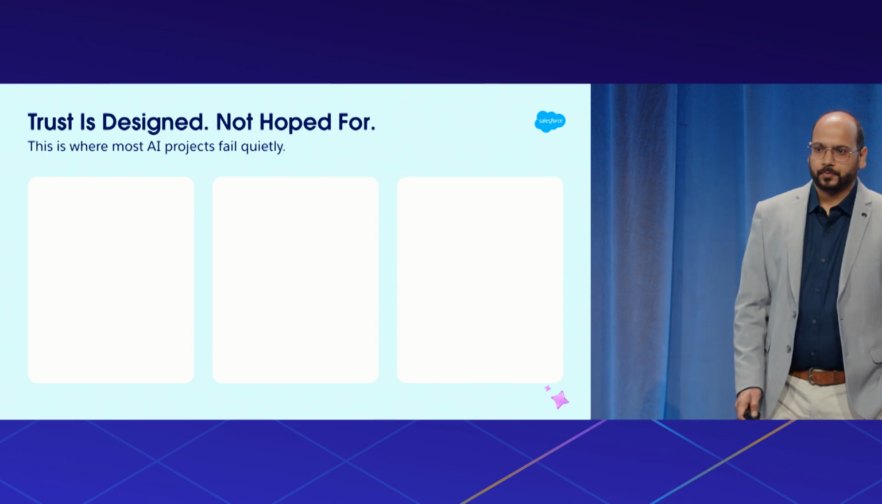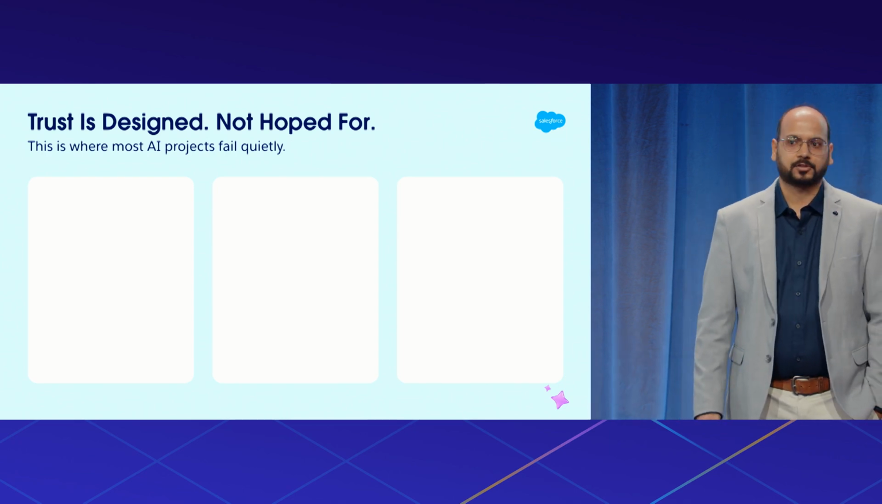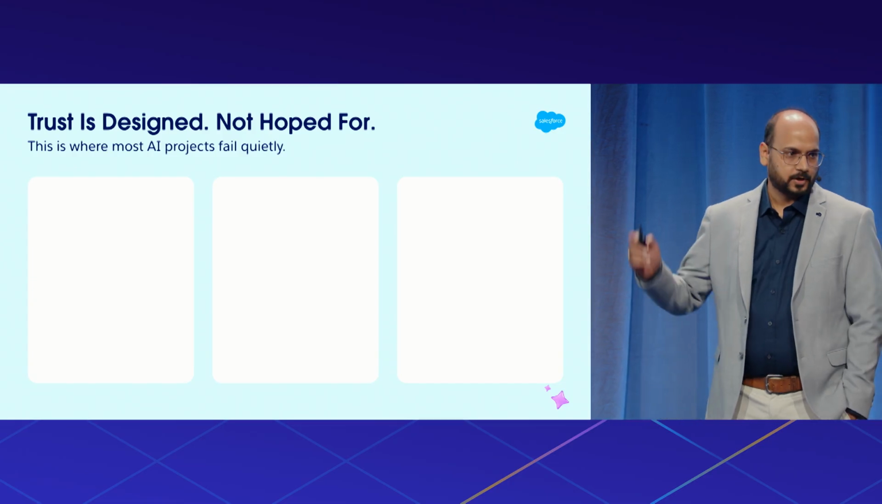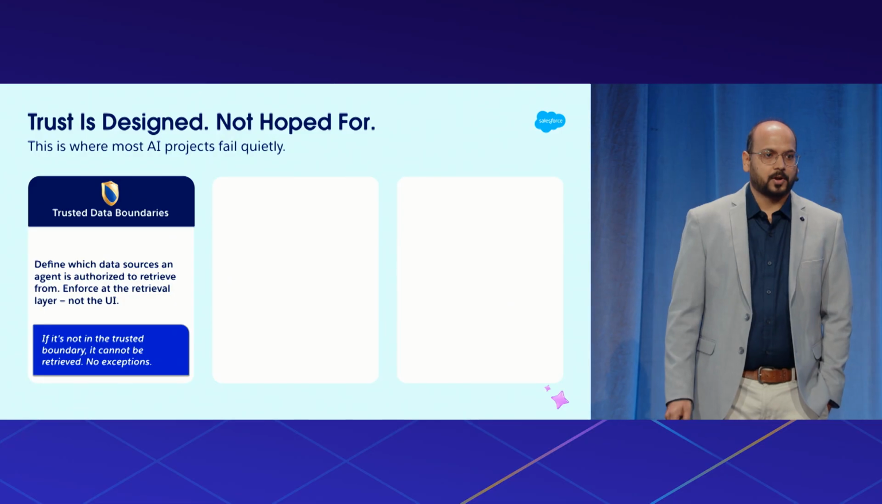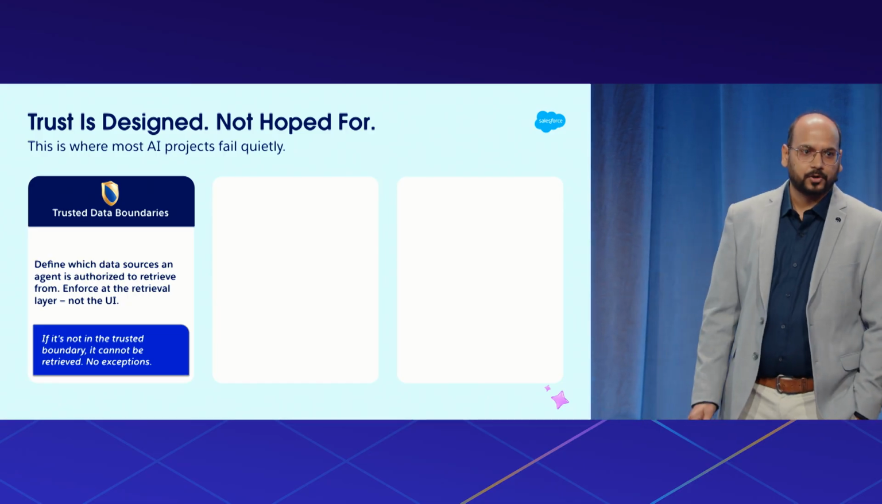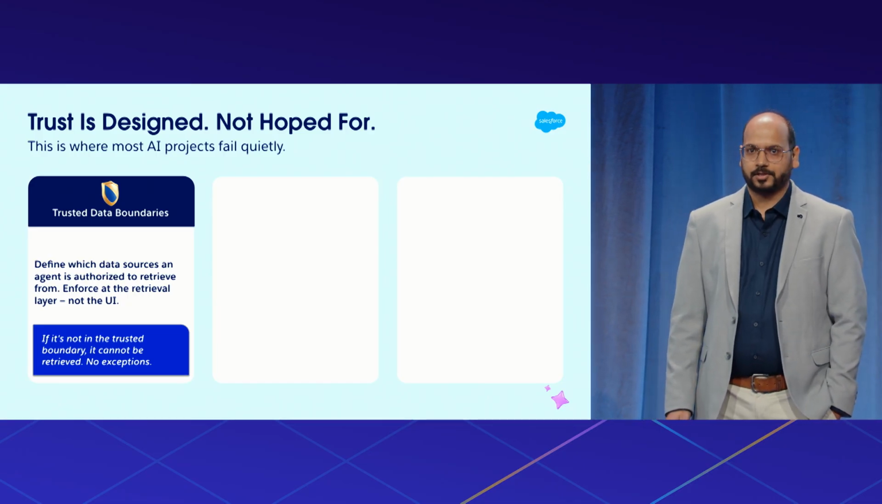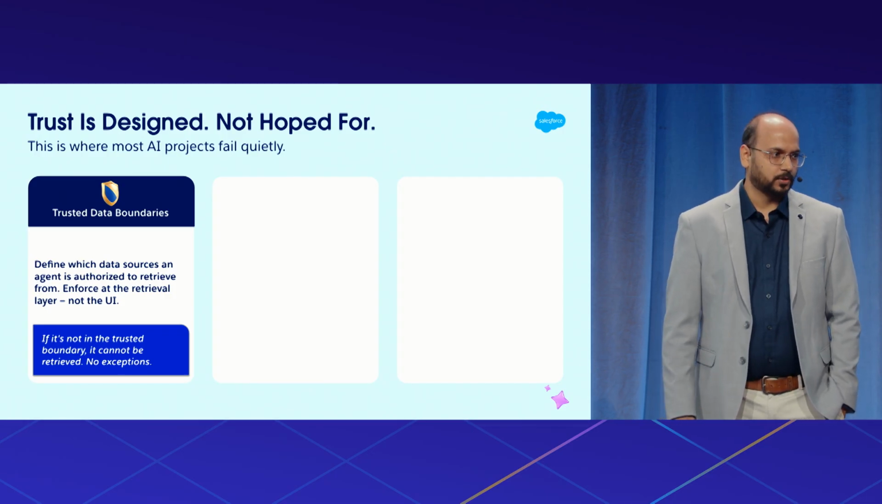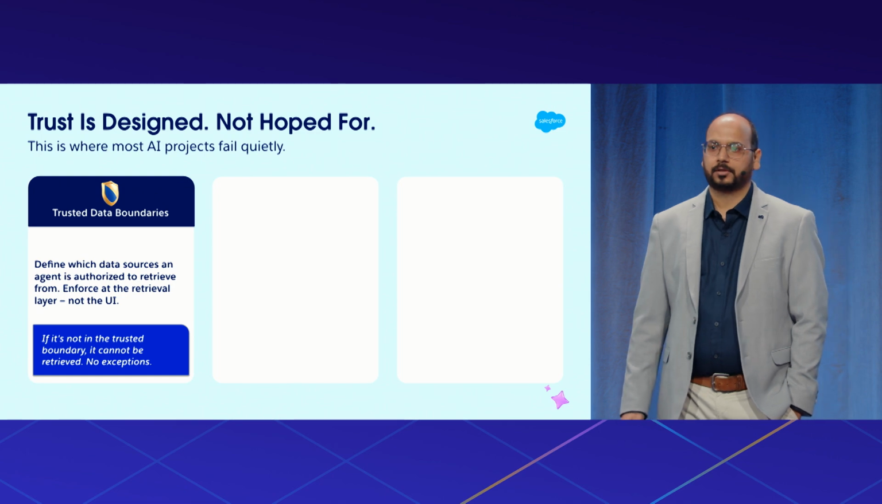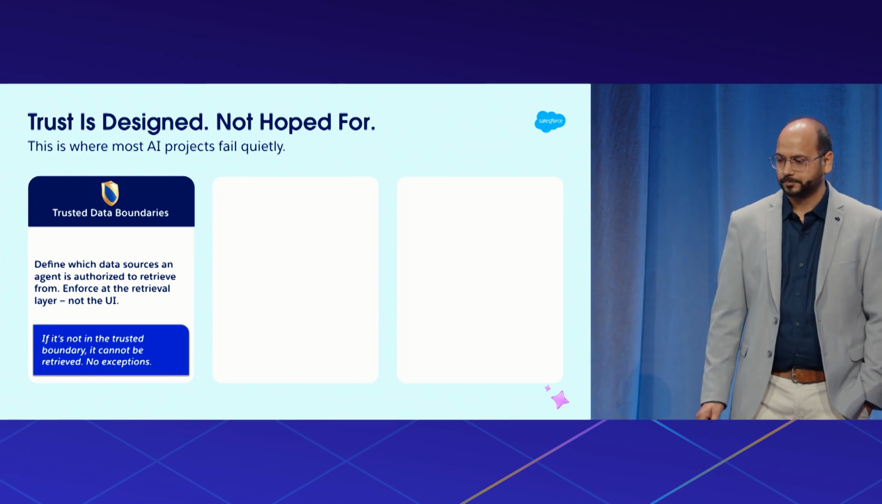If I may ask you, what is the number one value for Salesforce? Trust. And Agentforce is no different. So we have to have trust in the very first place. It's designed, it's not hoped for. We must set trusted data boundaries. For example, you have 3 or 4 data sources, but if your agent should not be retrieving data from the third data source, there should be a full stop on this. It should not breach into that third data source boundary.